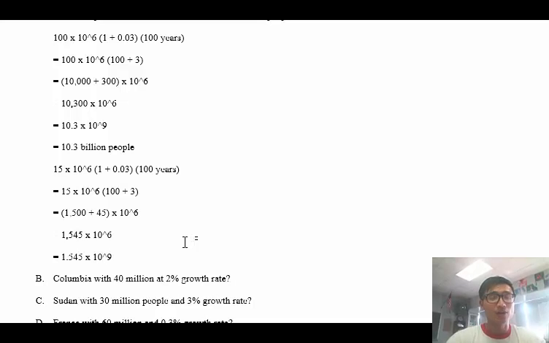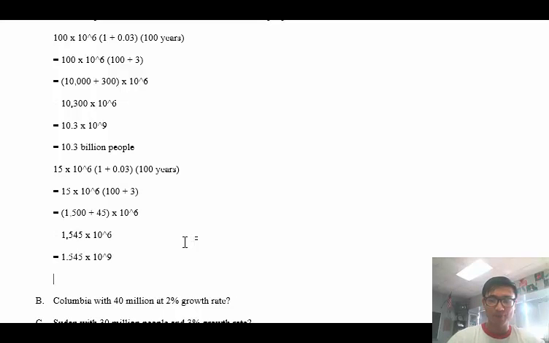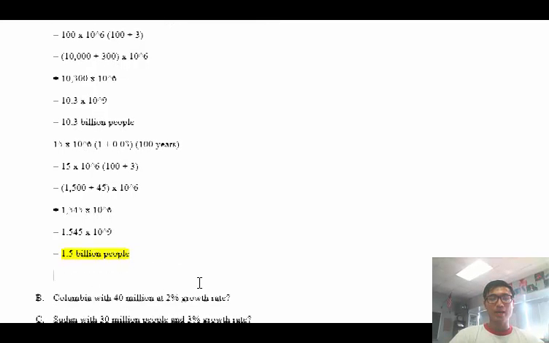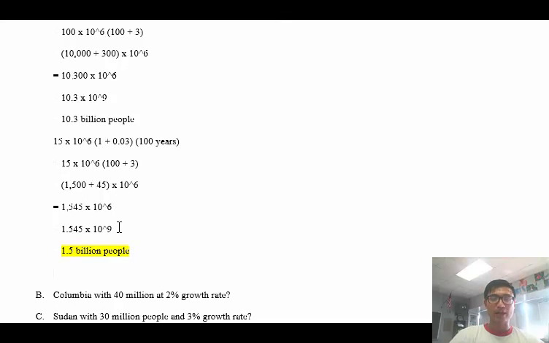So in Madagascar, when we started out with 15 million people, and we had a 3% growth rate, after 100 years, so after a whole century, we now have 1.5 billion people. Okay? So that's 1.5 billion people. And at this point, I'm going to highlight my answer. You guys are going to either highlight it or box it. Remember, you guys are writing this out. I'm typing this out. And that kind of gives us our answer for part A.